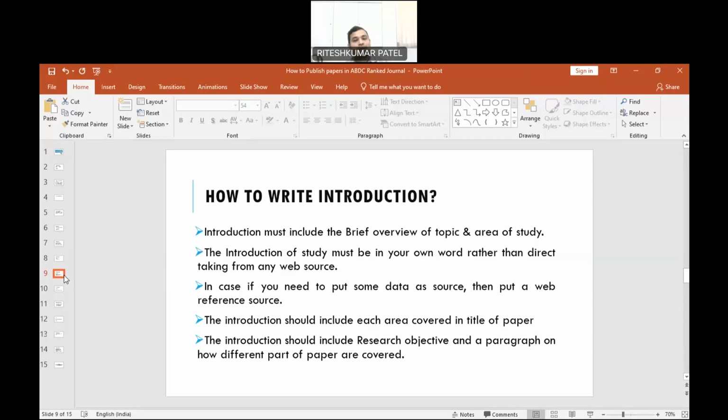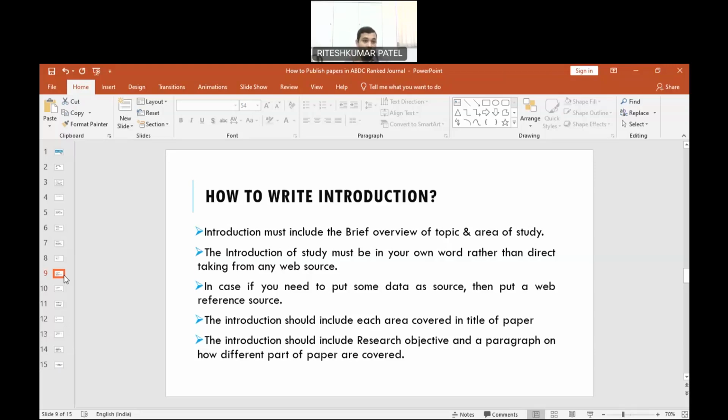and how you can put it in application. The introduction of the study must be in your own words rather than taken directly from any web sources. If you take the introduction directly from web sources, it will attract plagiarism. And when it attracts plagiarism, definitely your paper will be rejected at the editorial desk itself. There are so many journals in ABDC that first conduct a plagiarism report, and then they decide whether to go ahead with the paper or not. So you need to be very, very careful when you are doing it.